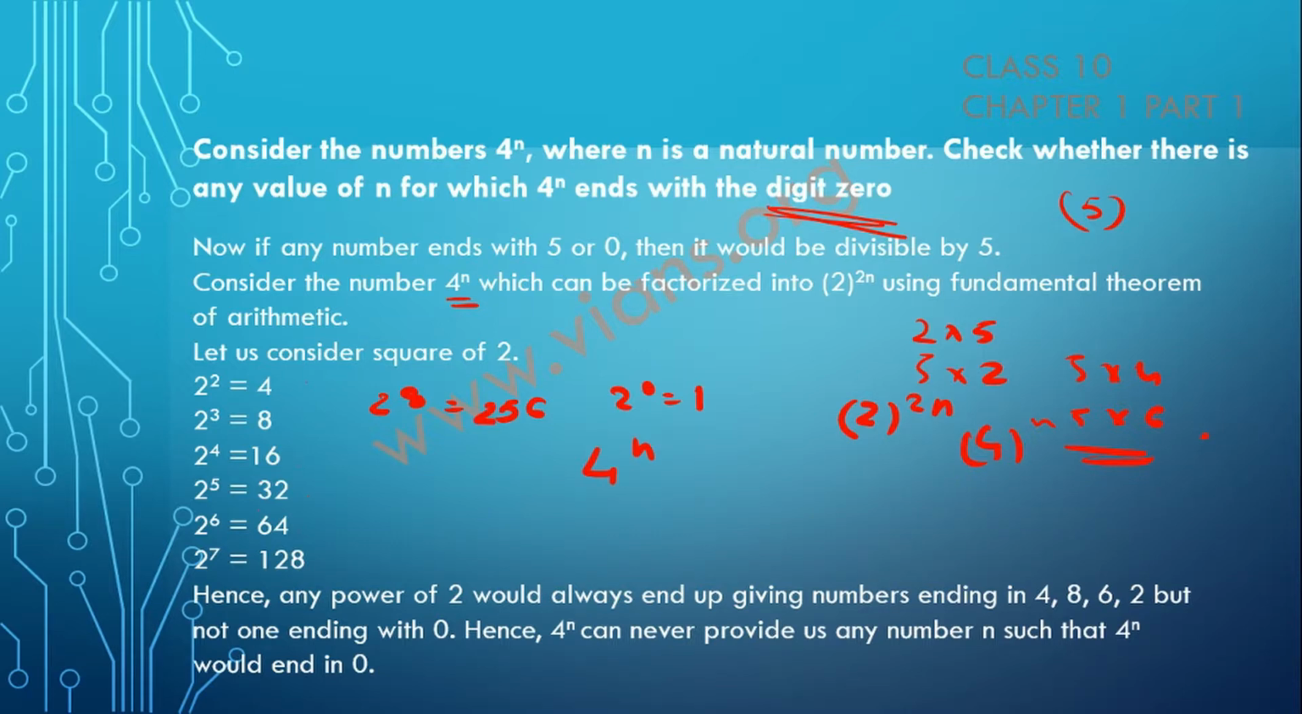it's again going to result in 6, and then it would just go to 4. So the pattern is 4, 8, 6, 2, 4, 8, 6, 2. That's how it keeps on going. It would never end with 0. So that's what this particular problem is about.